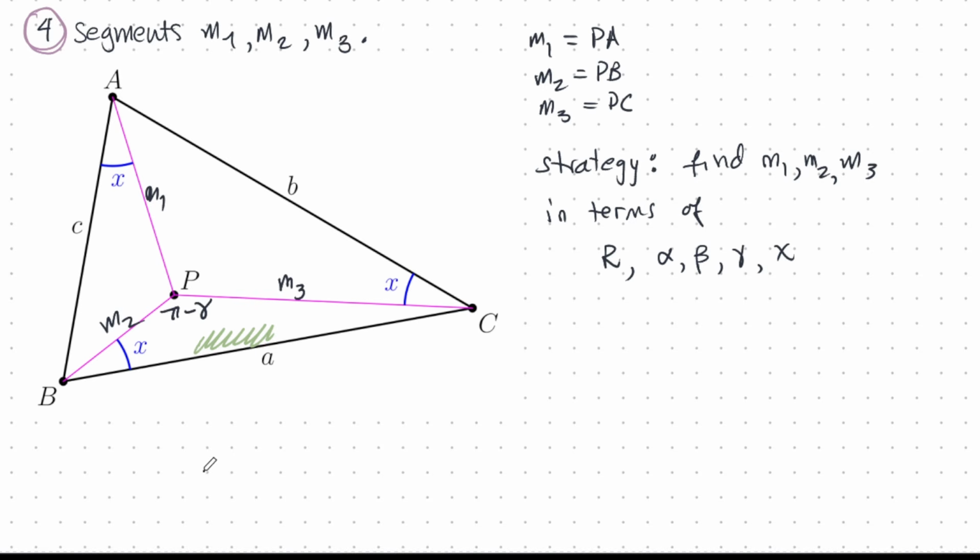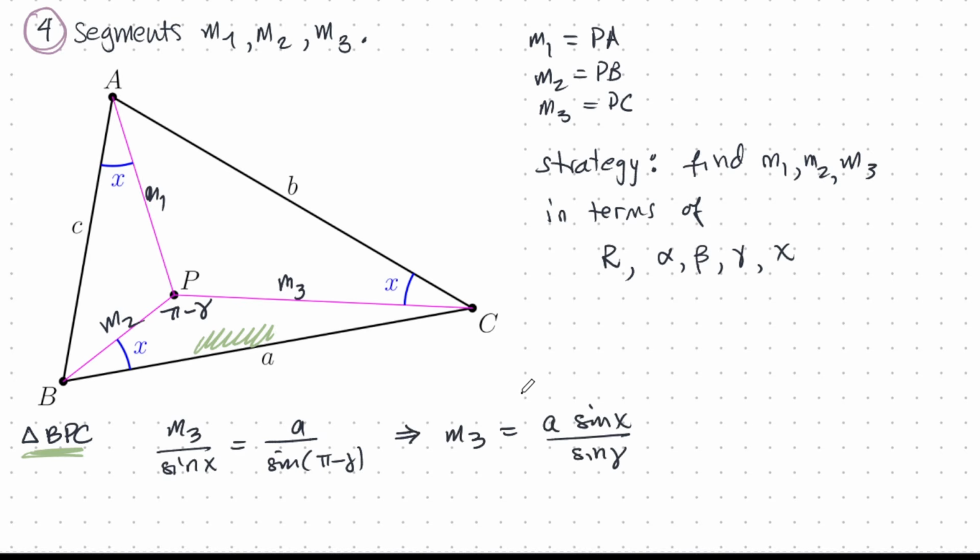Well, I can apply the sine law to this subtriangle. M3 divided by sine x should be equal to a divided by sine of pi minus gamma, a typical application of the sine law. So for this green triangle, I will color code all my triangles. Let's do the calculation for this green triangle. We get this, but sine of pi minus gamma is just sine gamma. So I can now solve for M3.